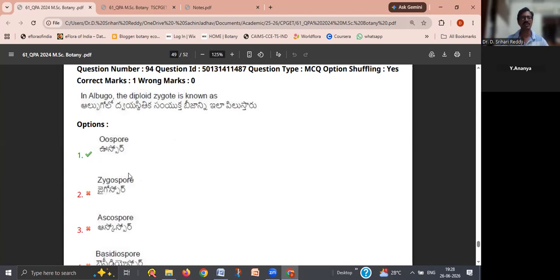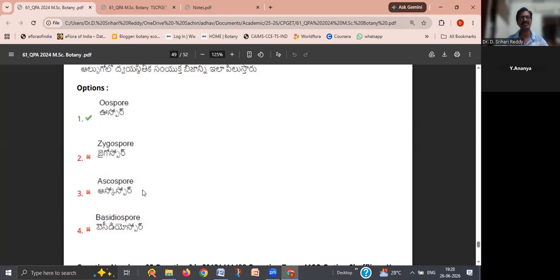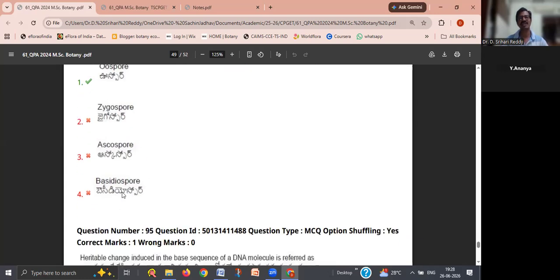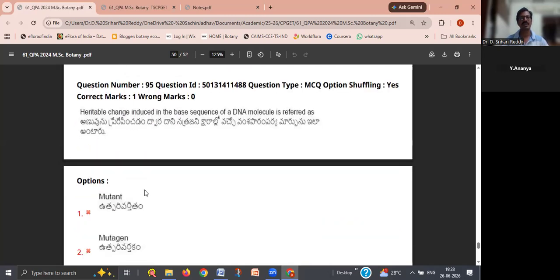Okay. So you have to remember, in case of the Albugo, it is oospore. In case of the Mucor, it is called zygospore. In case of the Penicillium, it is called ascospore. In case of the Puccinia, it is called basidiospore. And heritable change induced in the base sequence of a DNA molecule is referred to as?